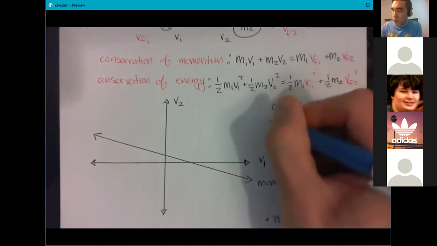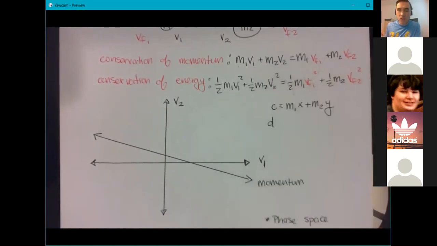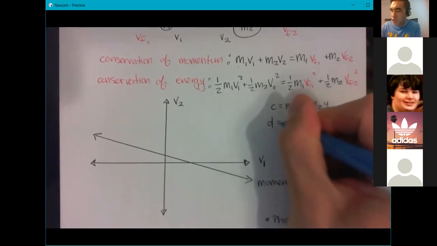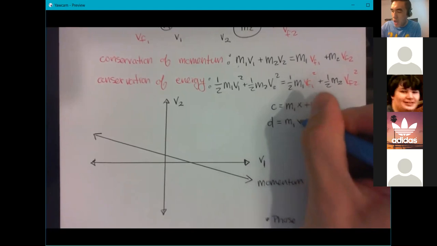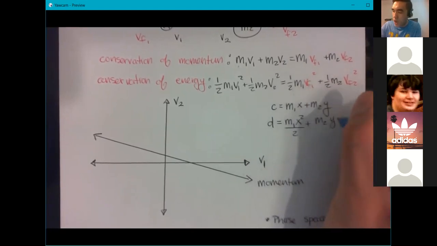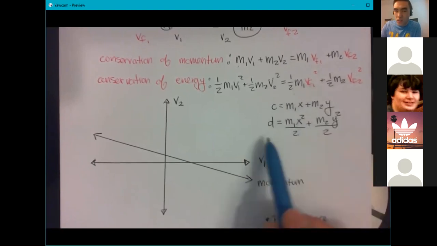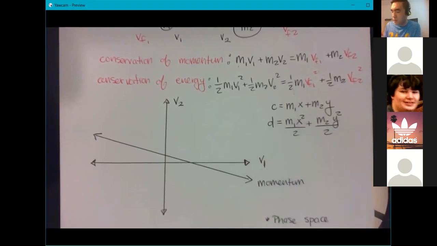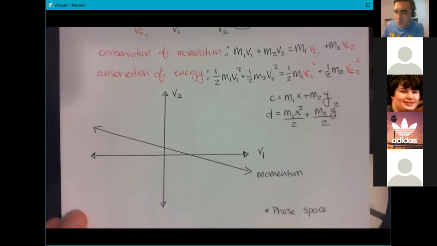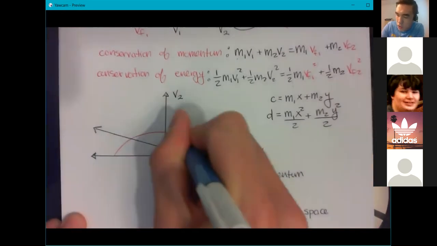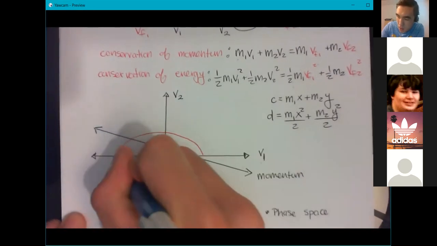So the energy equation would just become some constant on the left. I'm just going to give it a different letter to show that these two are different. But yeah, this is just m1 x squared over 2 plus m2 y squared over 2. And this right here is our conservation of energy equation. And yeah, it's x squared and y squared. And if they have different constants, this makes an ellipse. So this is to say that in this abstracted phase space, the conservation of energy makes some kind of ellipse.